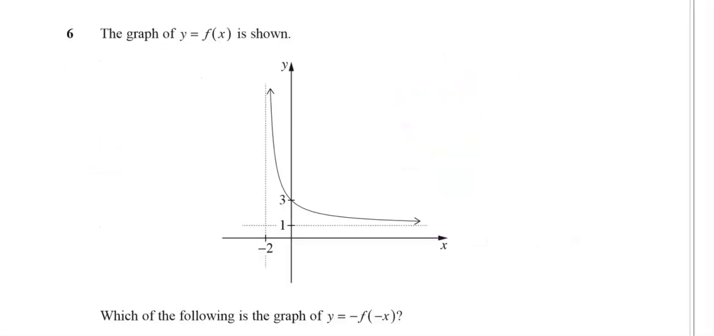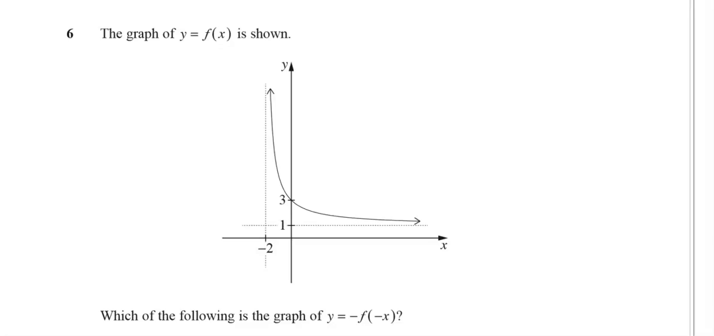Question 6. The graph of y equals f of x is shown. Which of the following is the graph of y equals minus f of minus x? Pause here to try yourself. So when I look at the structure of y equals minus f of minus x, I know that it's been reflected in the x-axis because of that outside minus sign, and I know it's also been reflected in the y-axis because of the inside minus sign. It doesn't matter which order I do that in.